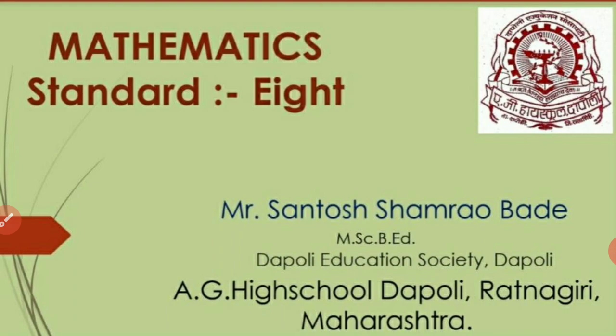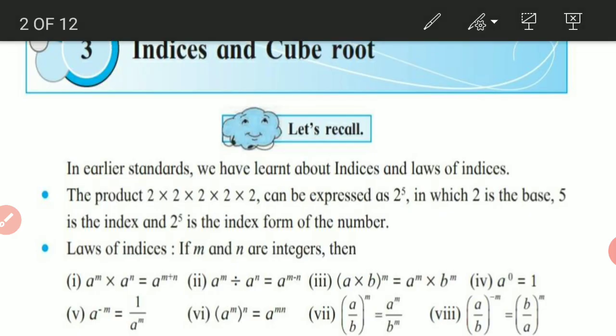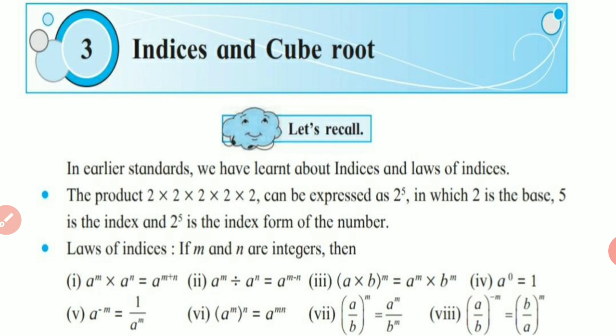Today we are going to see the next lesson of mathematics, that is chapter number 3, indices and cube root. In your 7th standard you have learned about indices and laws of indices. The product 2 into 2 into 2 into 2 into 2 can be expressed as 2 raised to 5, in which 2 is the base, 5 is the index, and 2 raised to 5 is the index form of the number.